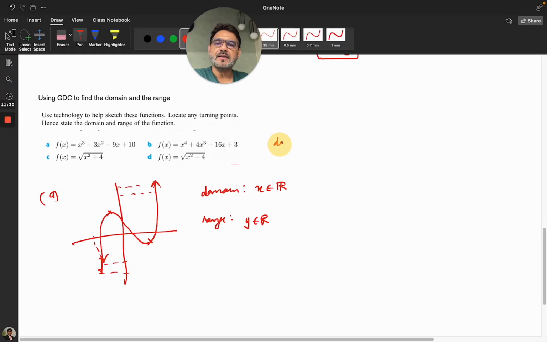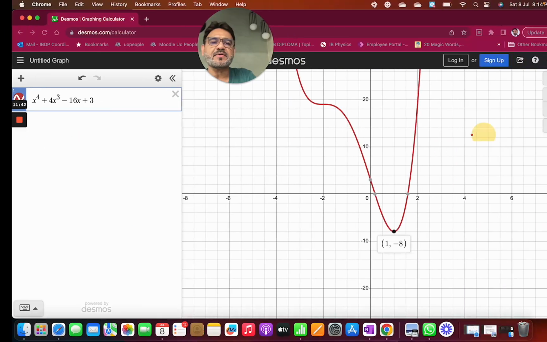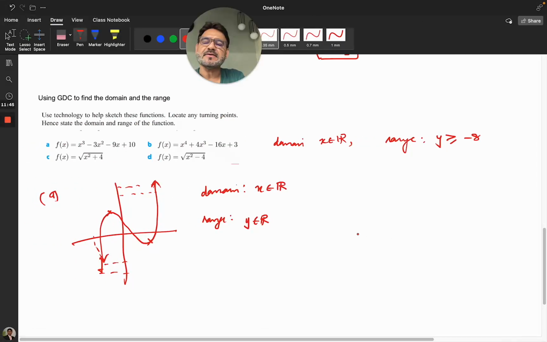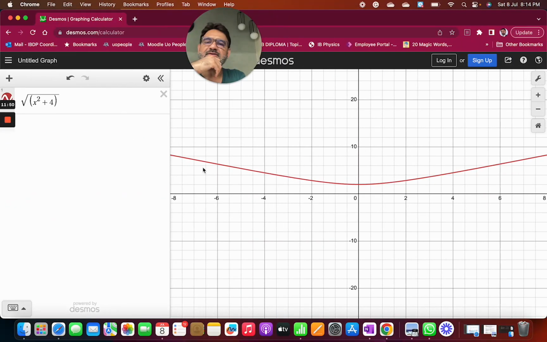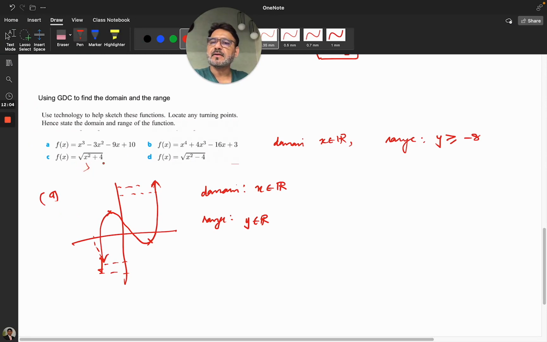So B, domain: x belongs to the set of real numbers, and your range is, you can write y is greater than or equal to -8. If you see the graph, I'm looking at the graph, y is greater than or equal to -8. The next one. Now again I graphed root of x square plus 4 in this case. So again your domain can be any real number. Your input can be anything, but the output is not going below this. Correct? Means your y is greater than or equal to 2. So domain: x belongs to the set of real numbers and y is greater than or equal to 2.